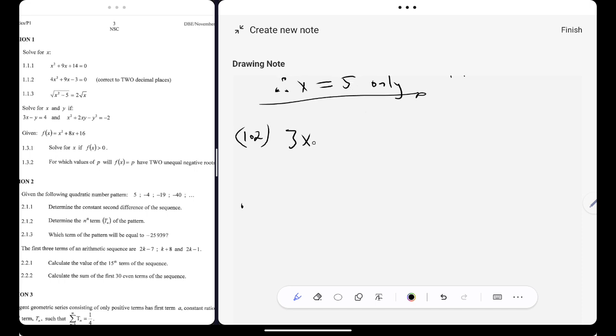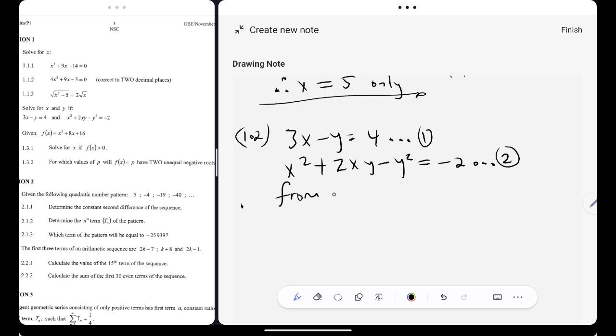1.2, we are given 3x minus y is equal to 4 as your first equation. Your second equation is x squared plus 2xy minus y squared is equal to negative 2. That's your second equation. You're supposed to solve x and y simultaneously, but you can only do it if you solve for one variable at a time. Are you together? So here you can use equation 1 to create equation 3. You can say that y is equal to 3x minus 4. This will be your third equation.